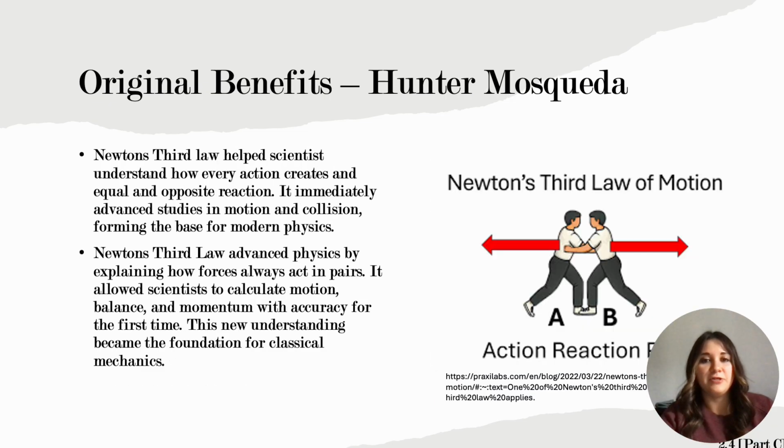Newton's third law of motion gave scientists a new way to understand how forces work. It explained why every action creates an equal and opposite reaction, and that understanding immediately advanced physics. His discovery helped scientists accurately calculate motion, momentum, and balance for the first time. This law became the base of what we call classical mechanics, basically the physics that explains how objects move and interact in our everyday world.